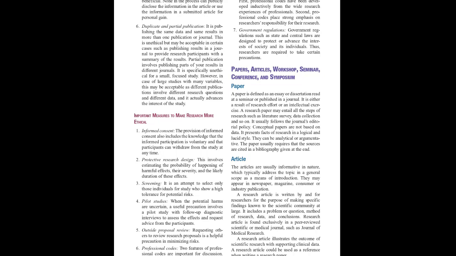Important measures to make research more ethical. 1. Informed consent. The provision of informed consent also includes the knowledge that the informed participation is voluntary and that participants can withdraw from the study at any time. 2. Protective research design. This involves estimating the probability of happening of harmful effects, their severity, and the likely duration of these effects. 3. Screening. It is an attempt to select only those individuals for study who show a high tolerance for potential risks.